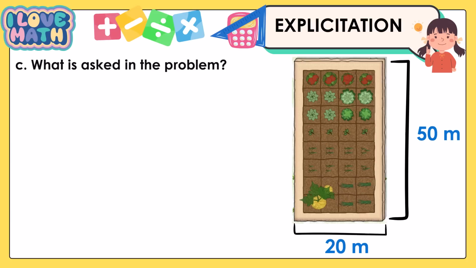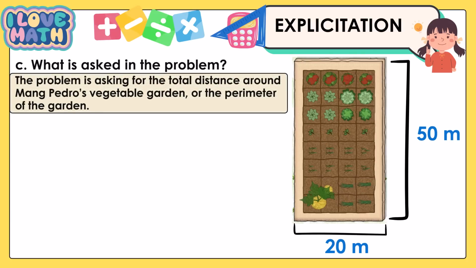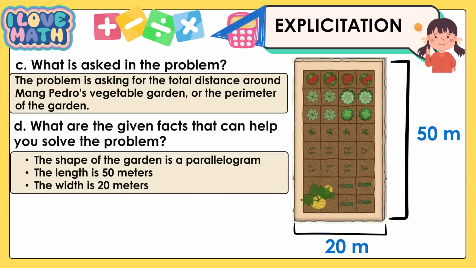C. What is asked in the problem? The answer. The problem is asking for the total distance around Mang Pedro's vegetable garden, or the perimeter of the garden. D. What are the given facts that can help you solve the problem? The answer. The shape of the garden is a parallelogram. The length is 50 meters and the width is 20 meters.